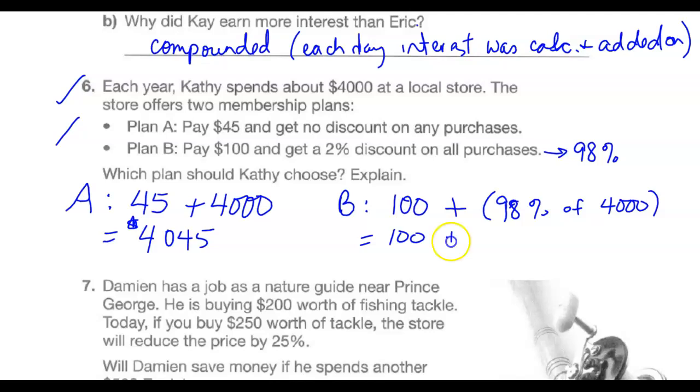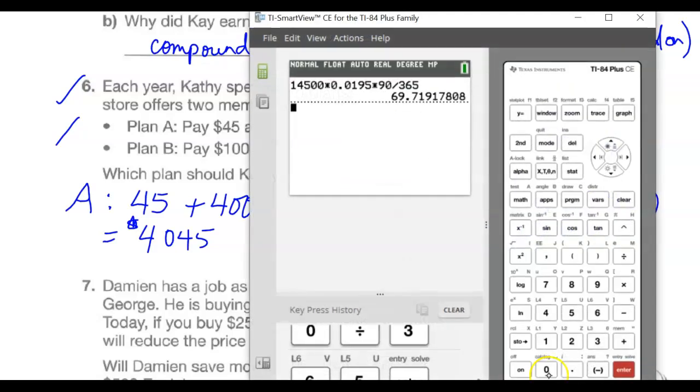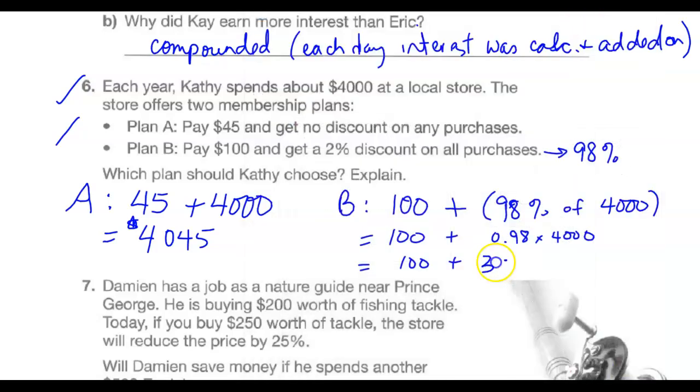So what's that going to be? That's 0.98 times 4,000. So 0.98 times 4,000 is 3,920. And so total would be 4,020. So Plan B is best.